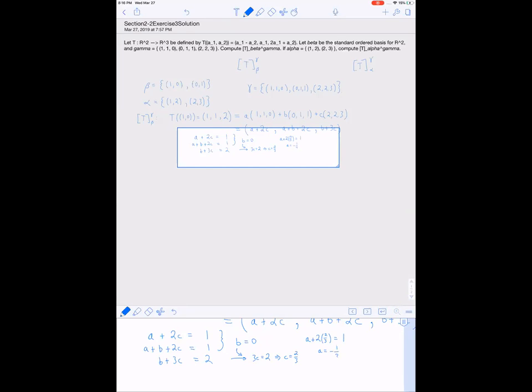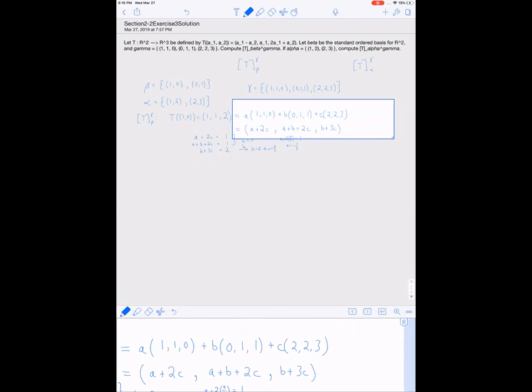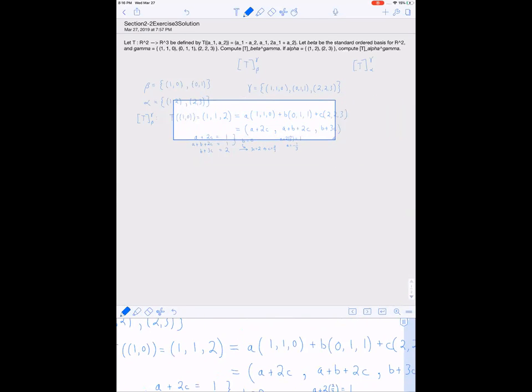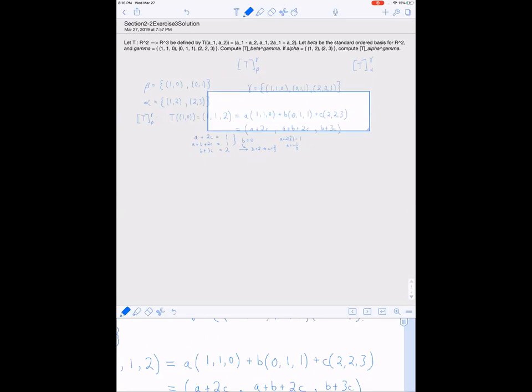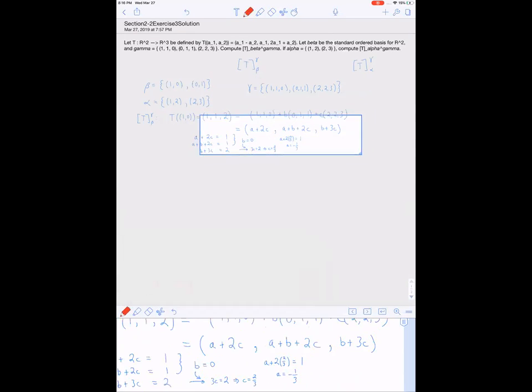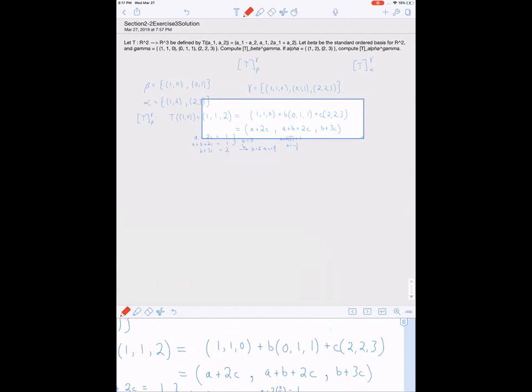Negative 1/3. Great. So in other words, what we've now done is found the uniquely determined A, B, and C that I can use to write the vector 1, 1, 2 in terms of the basis gamma as a linear combination of the vectors from gamma. So let's update that here. I'm going to erase that A and replace it in red with our value for A, which we found to be negative 1/3.